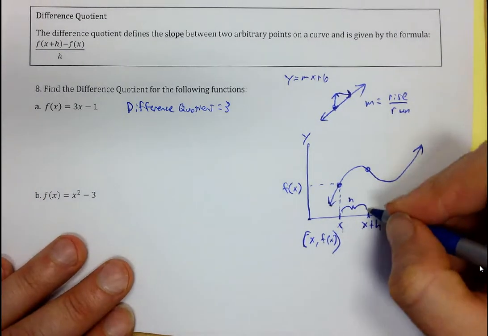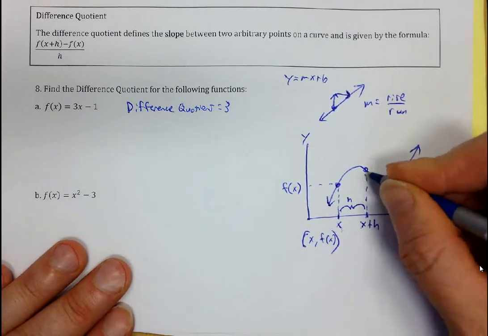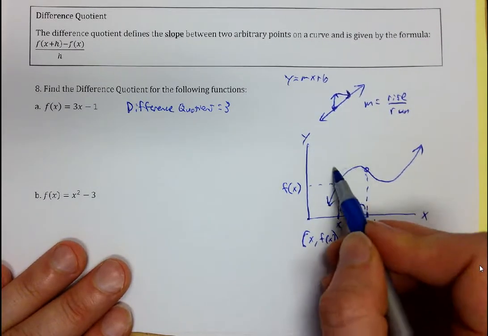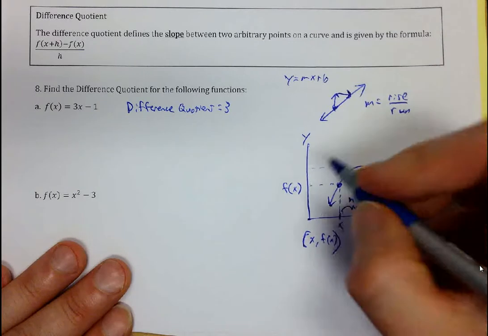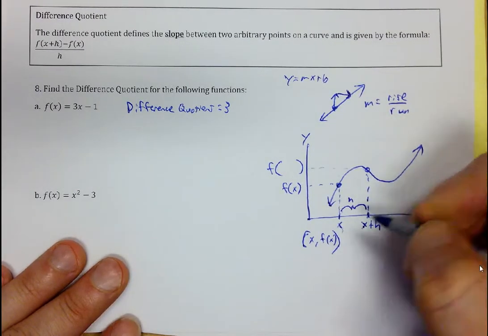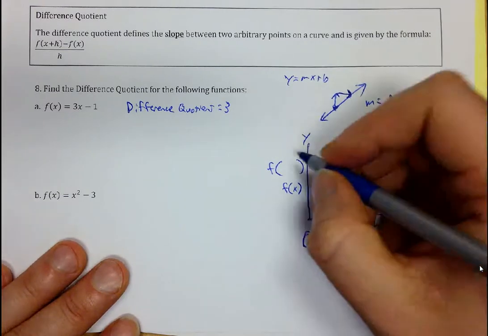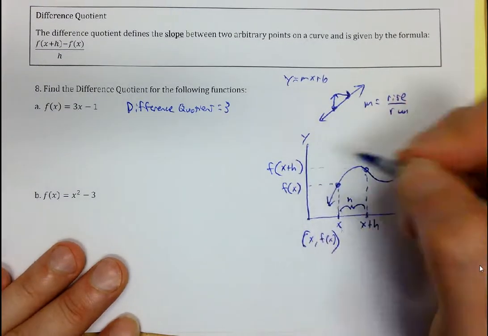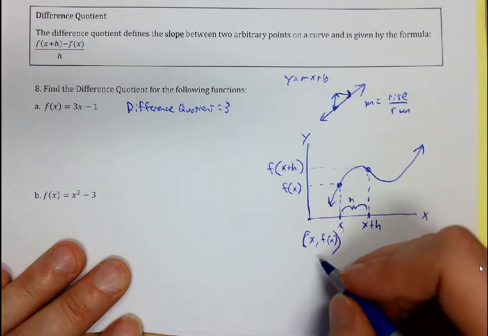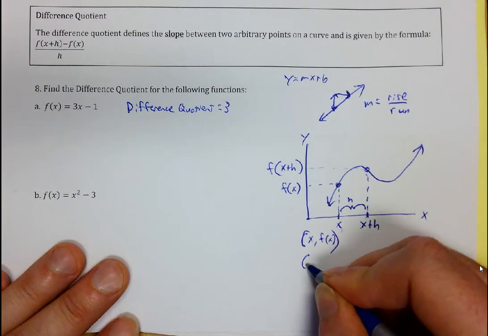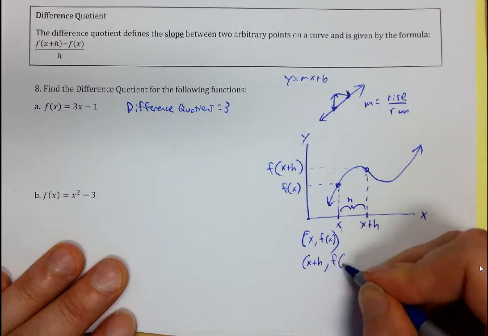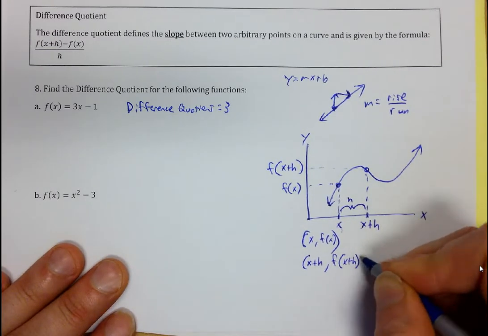So just like before, since I've got an x value, I could find the y value associated with that. It's just f of what? What was my x value? My x value was x plus h. So now I've got a second ordered pair. My x value this time was x plus h. My y value was f of x plus h.